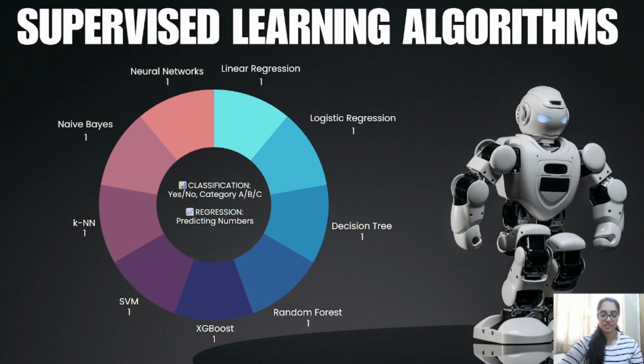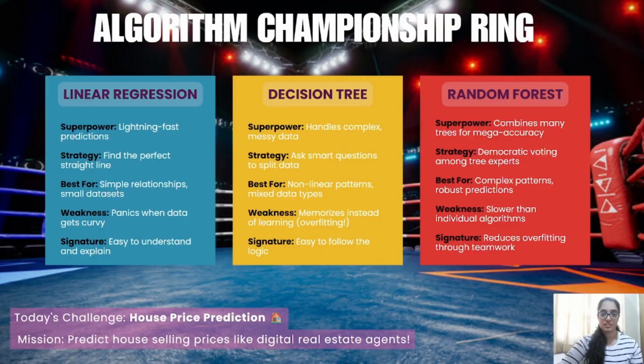So now let's take three algorithms for our algorithm championship. In the blue corner we have linear regression, in the red corner we have random forest, in the golden corner we have decision tree. Today's challenge: house price prediction. Mission: predict house price like digital real estate agents.